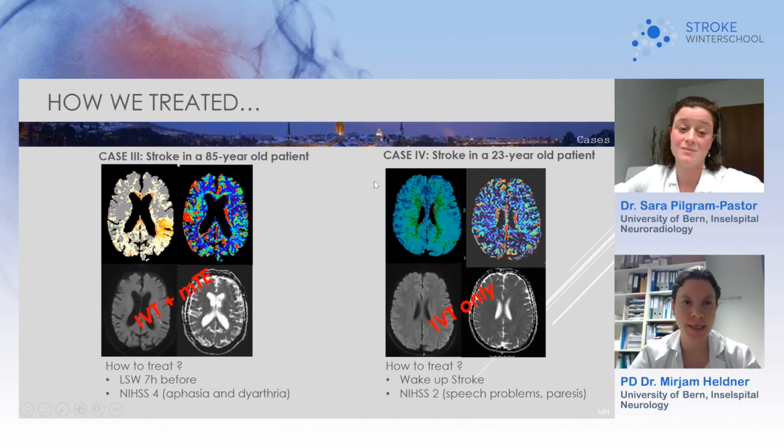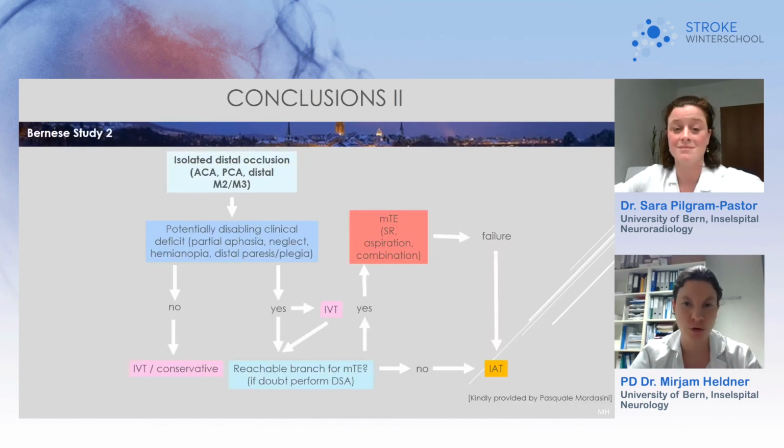So then we see here cases 3 and 4. The third case we also treated with intravenous thrombolysis and mechanical thrombectomy, and the fourth one with IVT. So why did we treat those patients as we did? Let's see on the next slide what our flowchart looks like. This flowchart helps us in decision making.